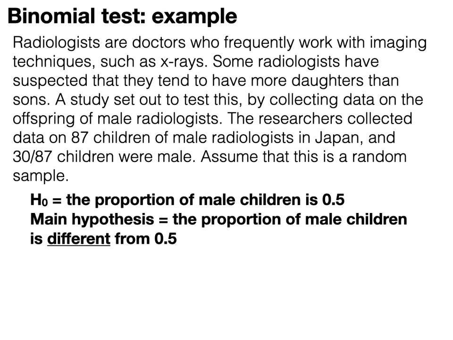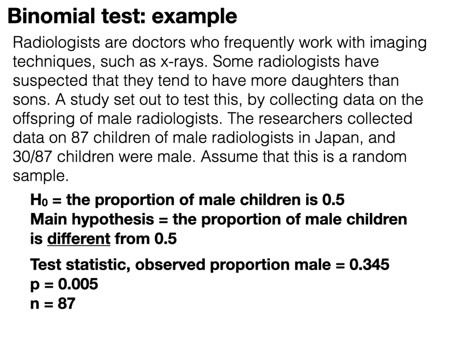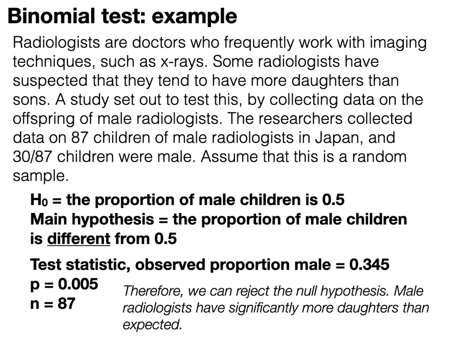Our main hypothesis is that the proportion of male children is different from 0.5. Our null hypothesis is that the proportion of male children is 0.5. When you use statistical software like R and plug in these data, you get a p-value of 0.005, and your descriptive statistic you can report as just the proportion, 30 divided by 87, which is 0.35. You can report your sample size as well. So what would you conclude? You can reject the null hypothesis. The male radiologists in this sample had significantly more daughters than expected.